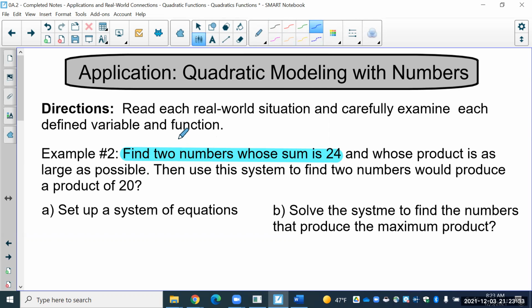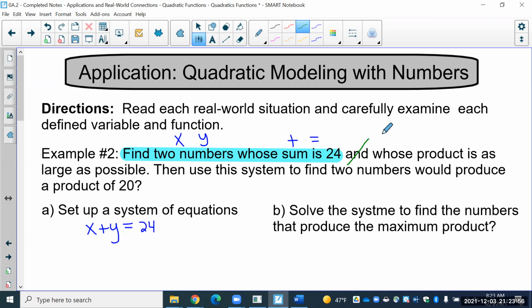So two numbers in math is typically represented by X and Y. And then their sum means plus, and then is means equals. And so when the first question says, could you set up a system of equations, it's simply X plus Y is equal to 24. Now, the problem is that students will join the second part of the sentence right here.